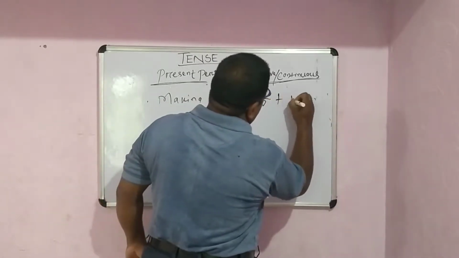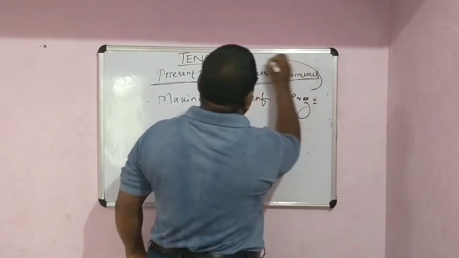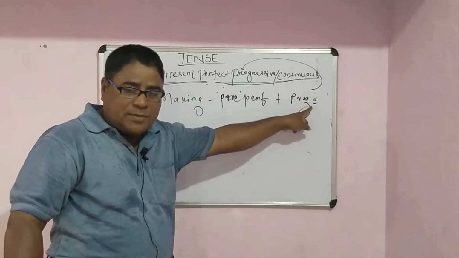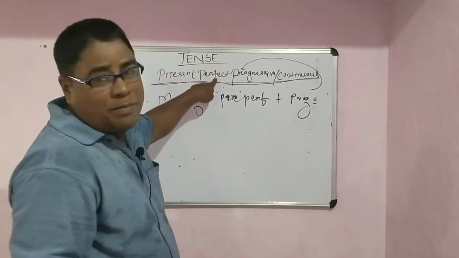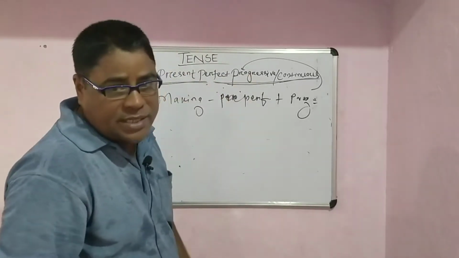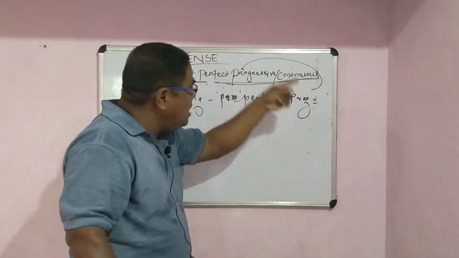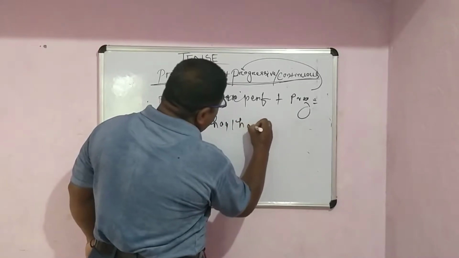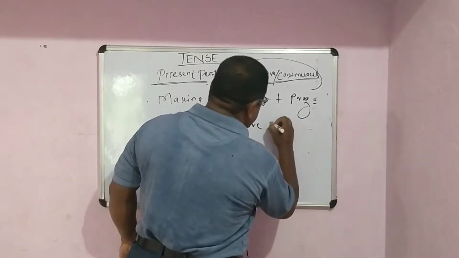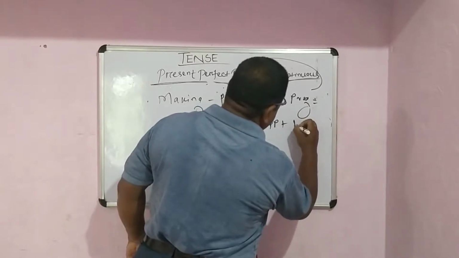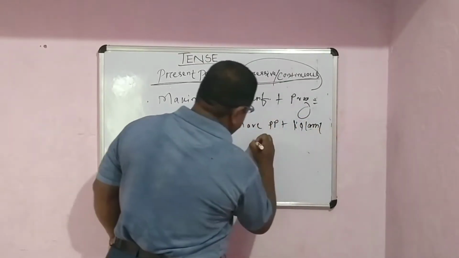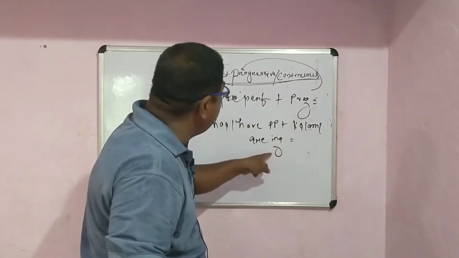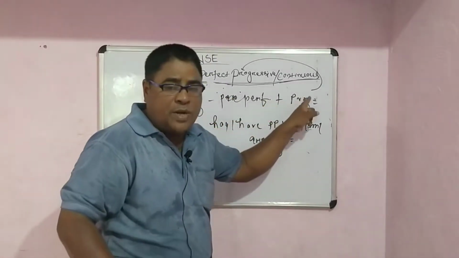Present perfect plus present progressive is equal to present perfect progressive. That means when you combine present perfect with present progressive, you get a completely new form, and that new form is the present perfect progressive. So what is the perfect? You obviously know your present perfect. In the previous class I told you about the making of the present perfect, has plus pp. And what is the present progressive? You better know, is plus ing. Now you combine this present perfect and present progressive, you get your present perfect progressive.